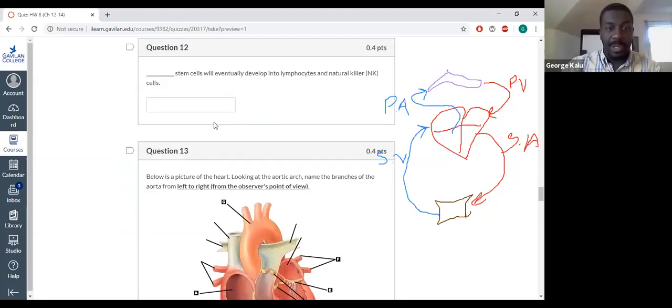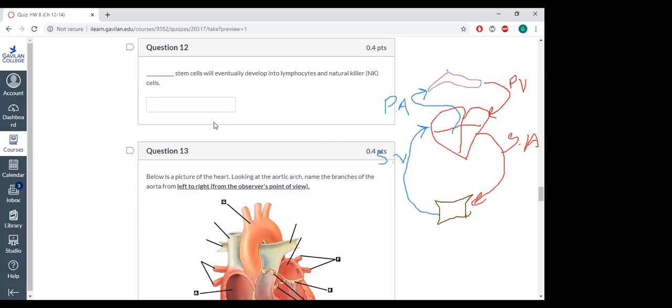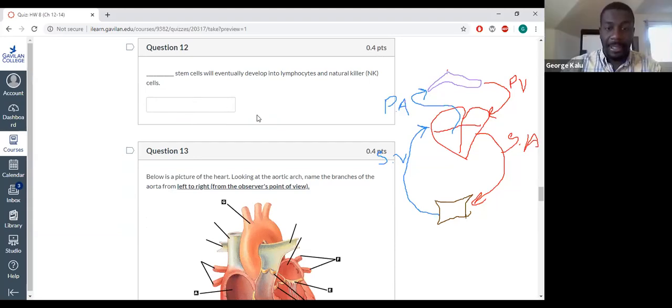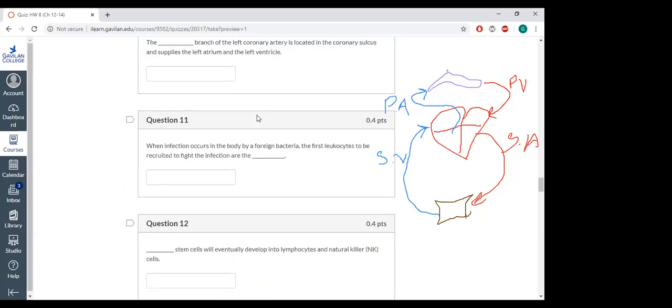And the last one, number 12, blank stem cells will eventually develop into lymphocytes and natural killer cells. The lymphoid stem cells. Yes. Perfect. All right, cool. Any questions on any of these so far?